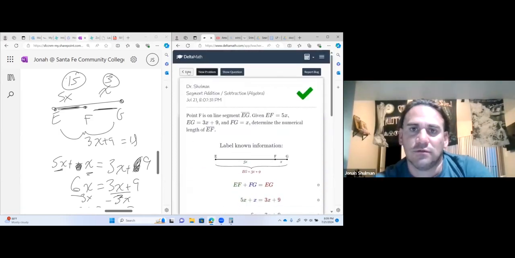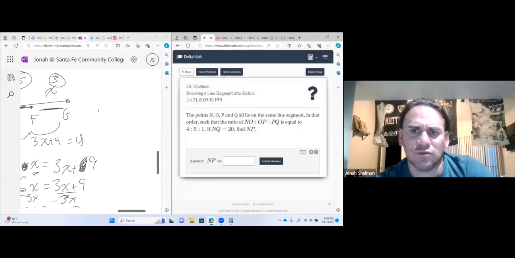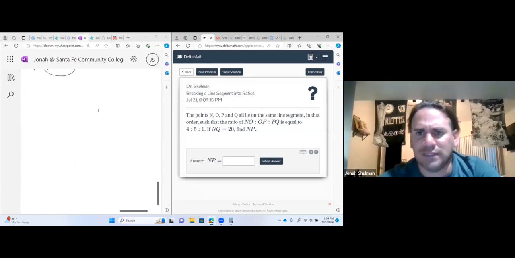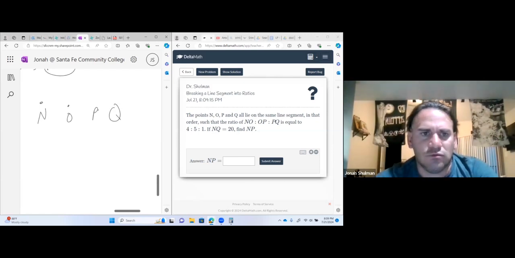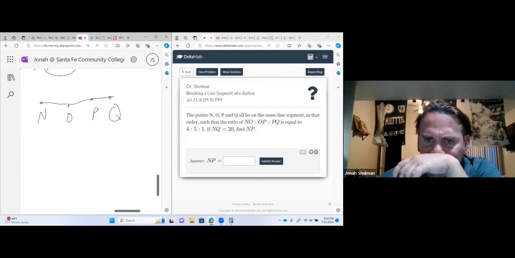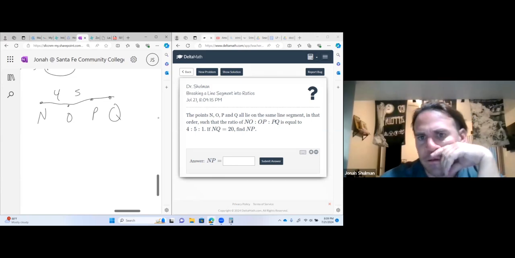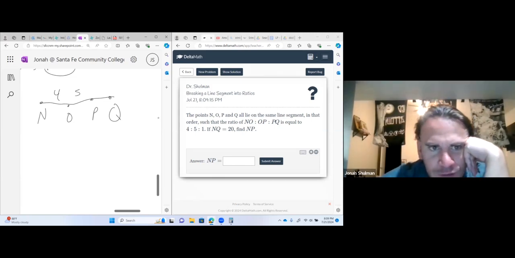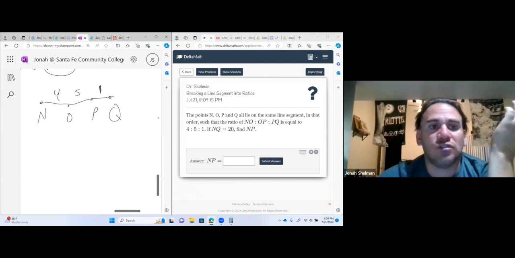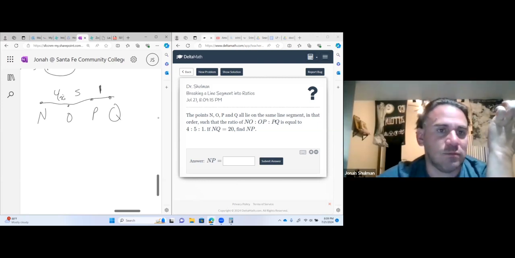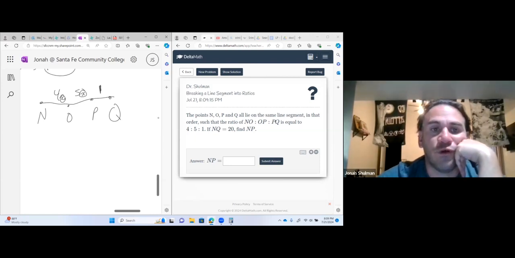I like it. All right, so let's break this into a ratio. So now we have the points N, O, and P. They all lie on the same segment. So we have N, O, P, and Q. They're all on the same line segment. Sorry, it's a little curvy. Such that the ratio of NO is 4, OP is 5, PQ is 1. So they're in a ratio, right? But we just know there's something being multiplied by them. That's why I'm going to put little x's here. Because we don't know if it's 4. It could be 4 times a half.